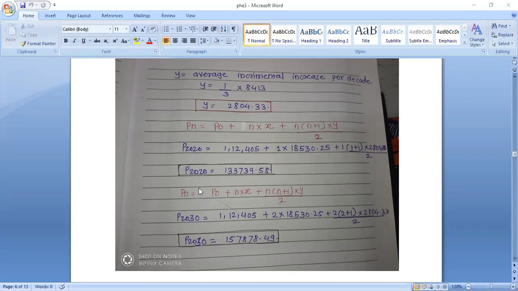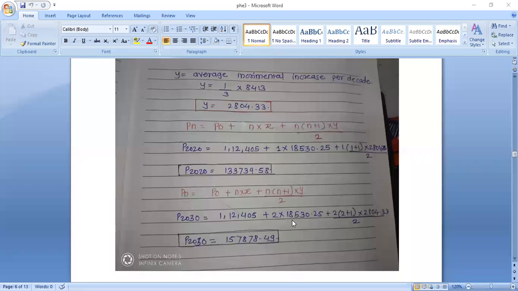Now Pn means we have to find out the population for 2030. That is, Pn is equal to P2030, which is equal to P0, the population for the previous year, that is the population for 2010, which is 1,12,405, plus n, meaning the number of decades. Here the number of decades is 2, because from 2010 up to 2030 it is 20 years, that means 2 decades.